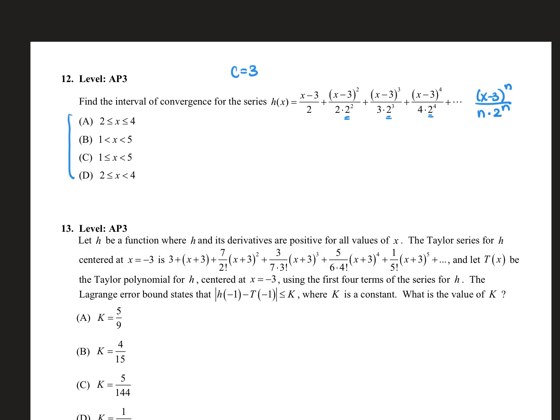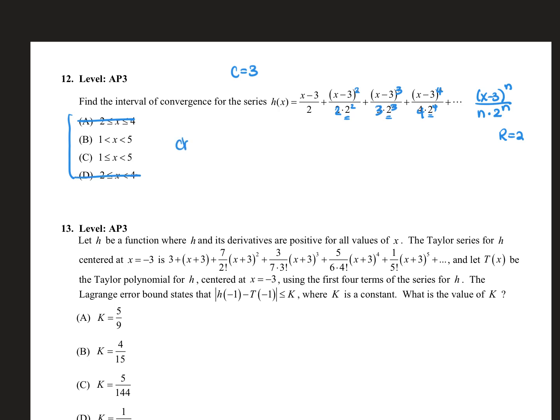Do you see right here we have the second power, 2. We've got the third power, 3. We have the fourth power, 4. So looking for those patterns, I know my radius of convergence is in fact 2. So looking at me centered at 3, I'm going to have to be between 1 and 5.